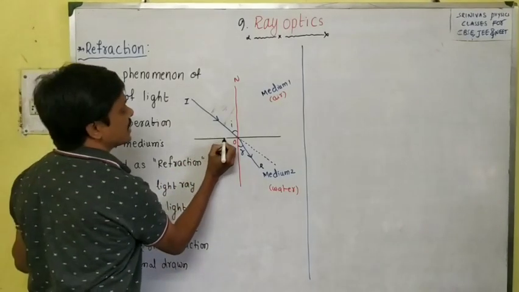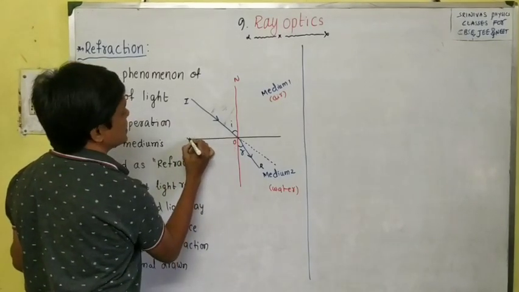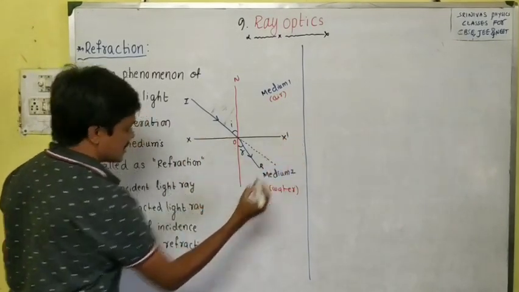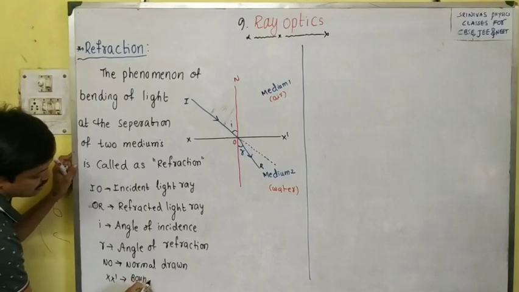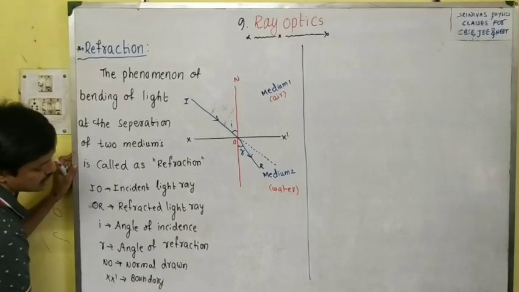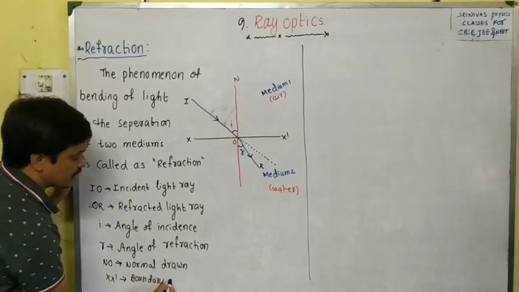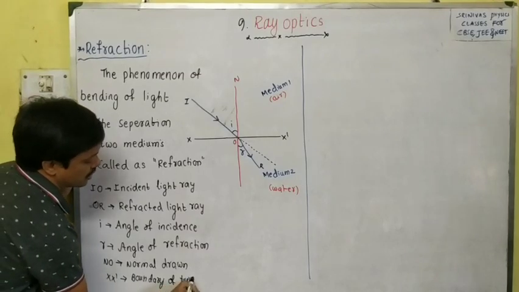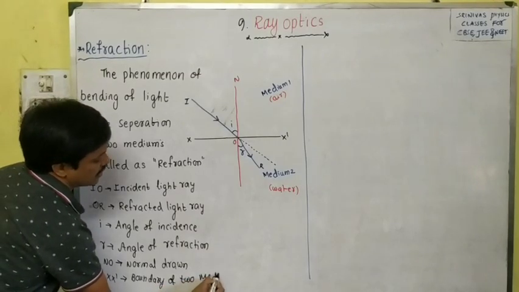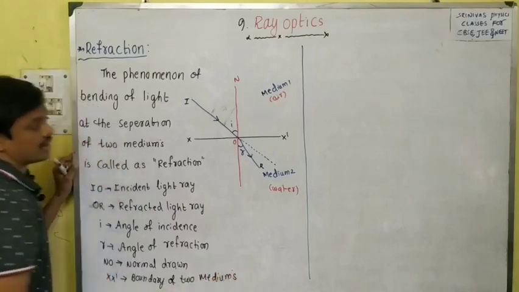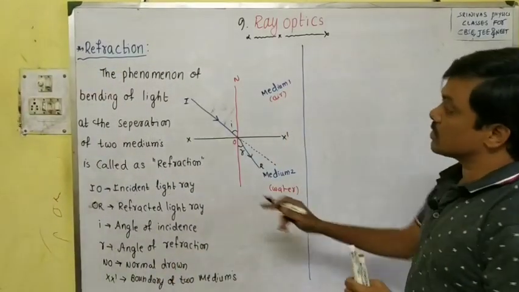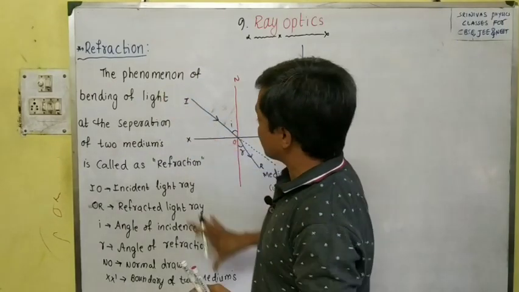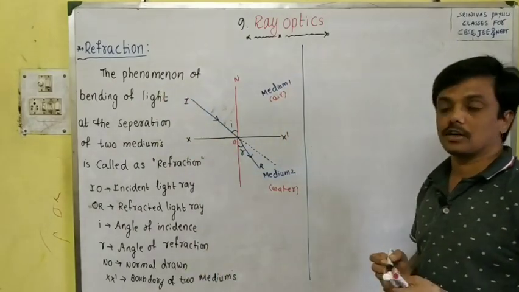For example, we take this as X dash. What is X dash from the figure? X dash is the boundary of two mediums. Above the boundary we have medium 1 and below the boundary we have medium 2. This is about what refraction is and the terms related to refraction.